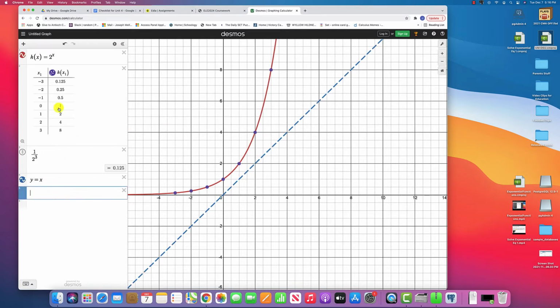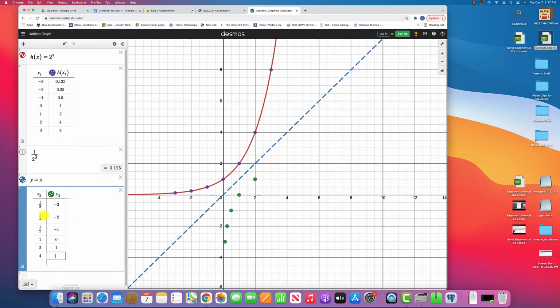Okay, now we'll make a second table. A 1/8 goes in for x, then -3 is going to come out, and it's going to plot that dot right down here. Okay, 0.25, that's 1/4. That gets input into the inverse function, then output comes out to -2. 1/2 gives us a -1. 1 gives us a 0. 2 gives us a 1. 4 gives us a 2. And 8 gives us a 3.